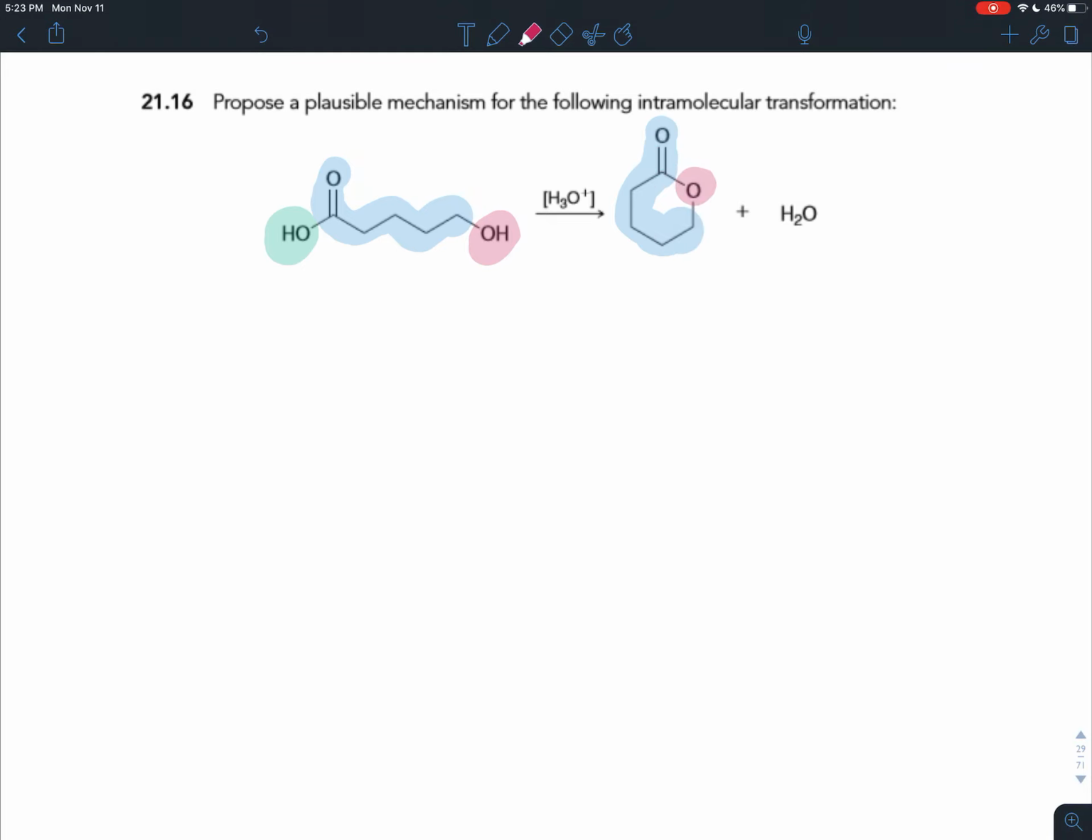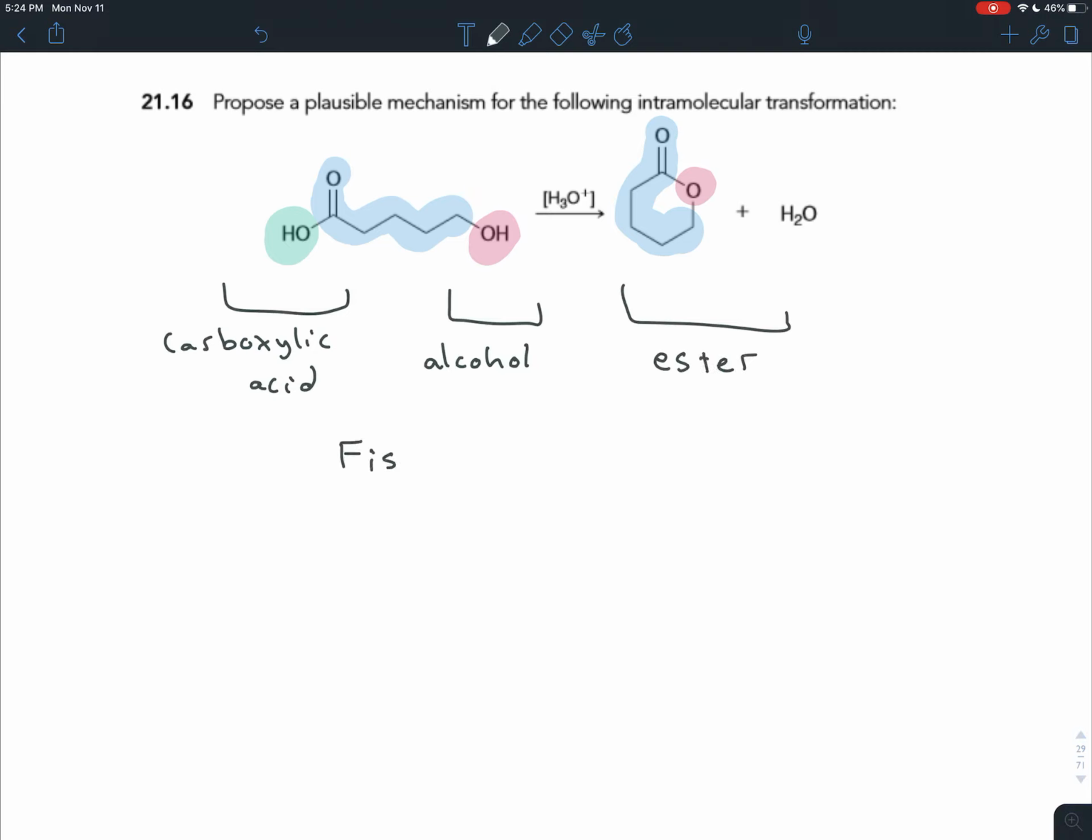ether. So, in other words, we've taken a carboxylic acid, we've reacted it with an alcohol, and we've gotten an ester. Now you'll recognize this as the Fischer esterification. We've drawn a mechanism like this already in a previous video.